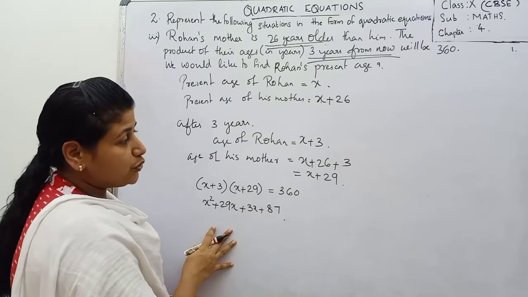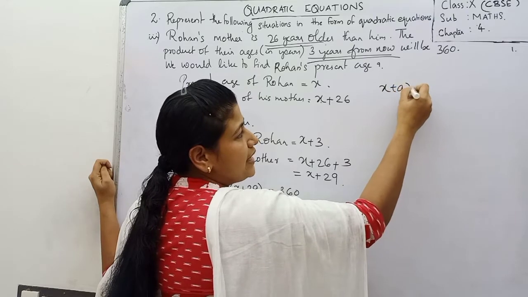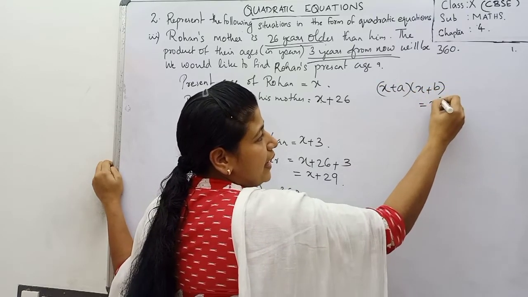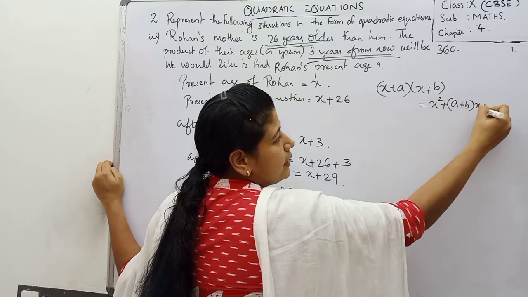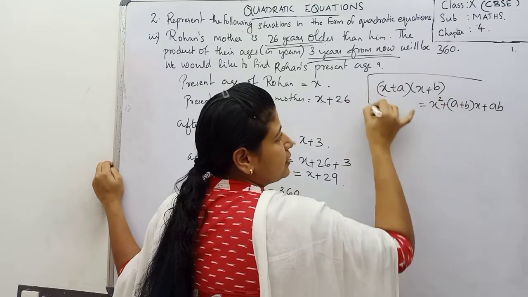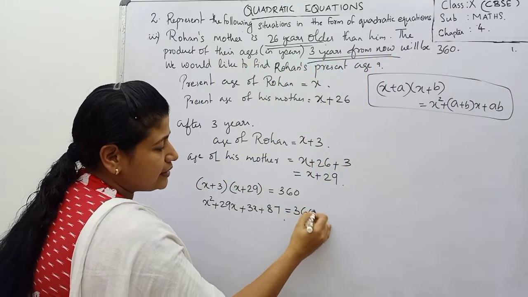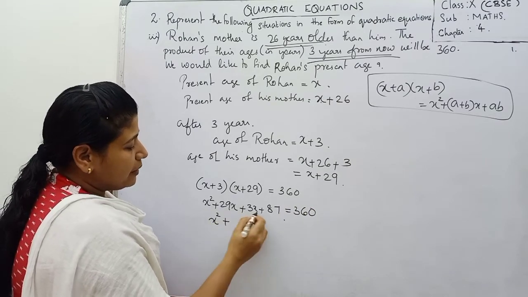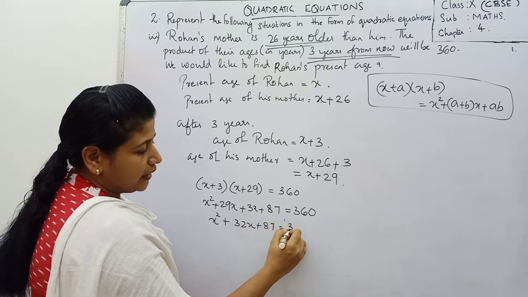In one way you can do like this, or in other words, you have studied about X plus A into X plus B, isn't it? X plus A into X plus B is X square plus A plus B into X plus AB. Both are right. This is an identity. This is equal to 360. Okay. Now X square plus 29 plus 3 is 32X plus 87 equal to 360.